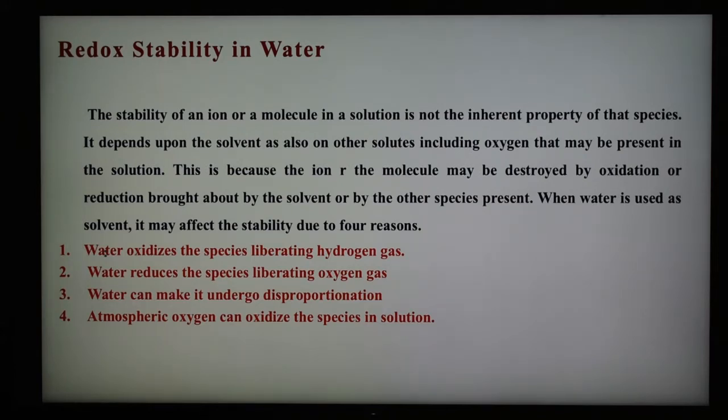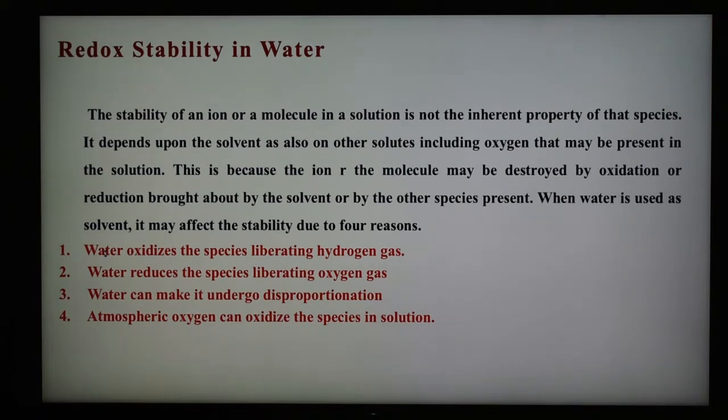This is because the ion or the molecule may be destroyed by oxidation or reduction, which is brought about by the solvent or by the other species present. When water is used as a solvent, it may affect the stability in four ways. So if the solvent is water, these are the four ways it affects the stability.